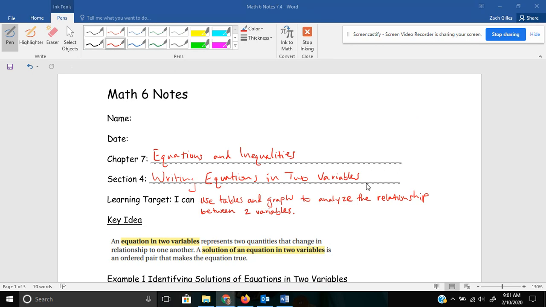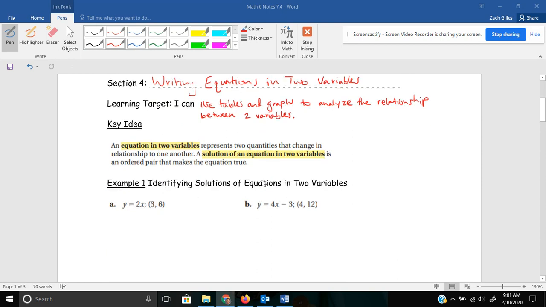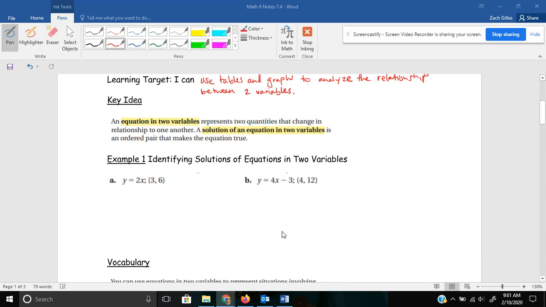Really, this section is taking a look at some of these equations and saying, how does this algebra relate to anything in real life? And I think this section does a nice job of showing how those equations can represent real life situations.